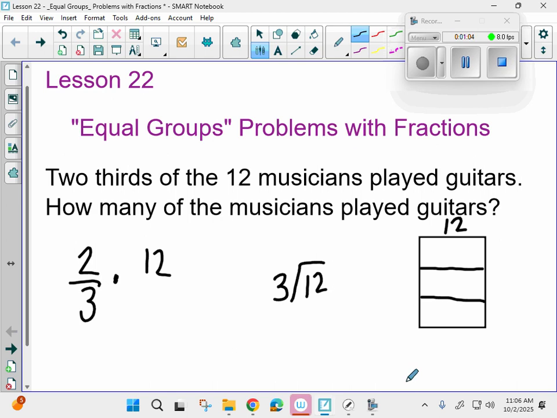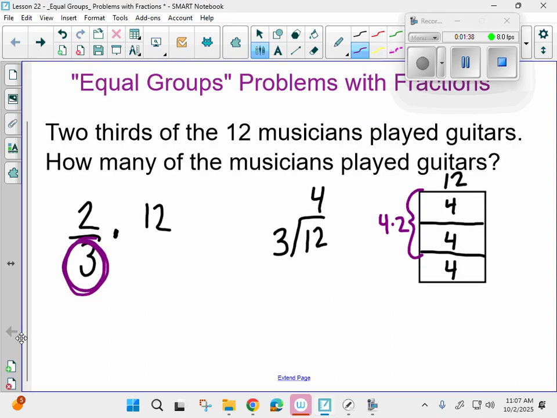Okay, and when I split it into thirds, I get 4. So I get 4, 4, 4. So 12 split into thirds means 4 in each of those boxes. And then I want 2/3, meaning I want 2 of these thirds. All right, which means I'm going to do 4 times 2. All right, so I divide by this number to get 4, and then I end up multiplying by the top number. So my answer is 8 of these musicians played guitar.